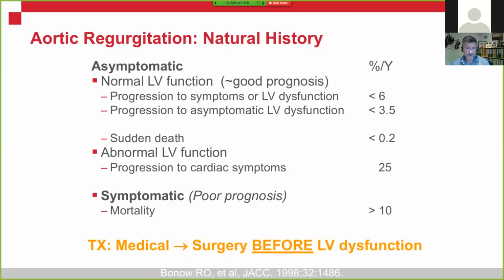And again, surgery is by open conventional surgery with valve replacement. And again, it could be either mechanical or bioprosthetic, depending on the age and the patient preference and the patient profile.